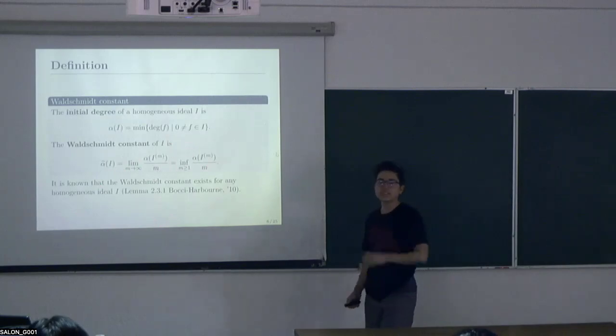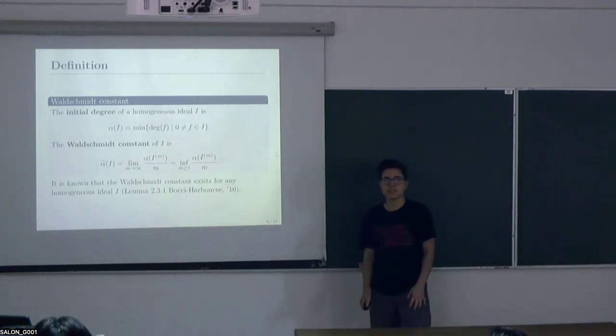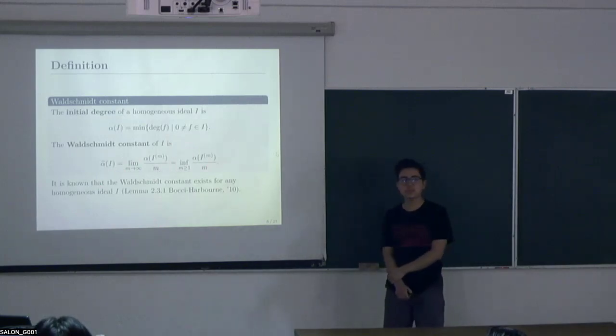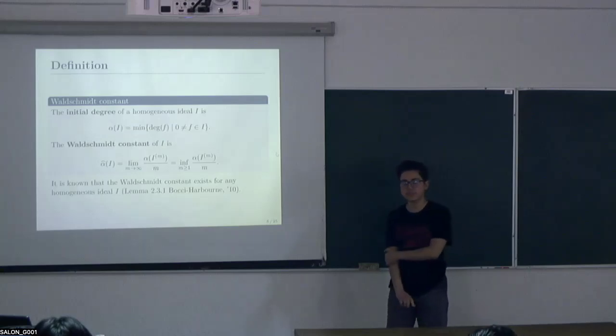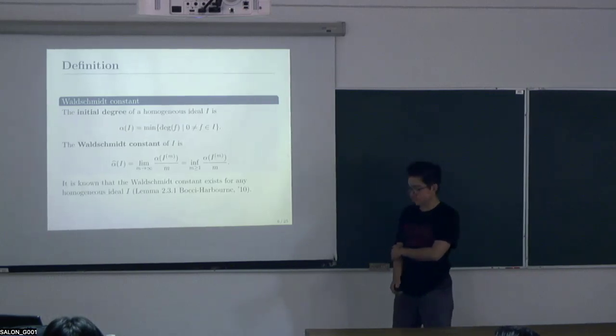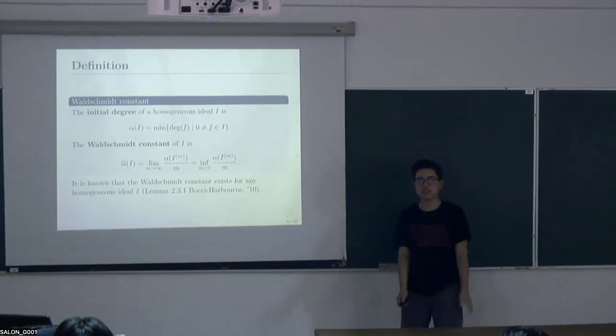So now to define some of the asymptotic invariants that we were interested in looking at. The first one was called the Waldschmidt constant, which is defined in terms of the initial degree of a homogeneous ideal. What this is, is just the smallest degree of any element that is in your ideal. And the Waldschmidt constant quantifies how fast the initial degree of some ideal grows as you take larger and larger symbolic powers. And it can be shown that it exists for any ideal.